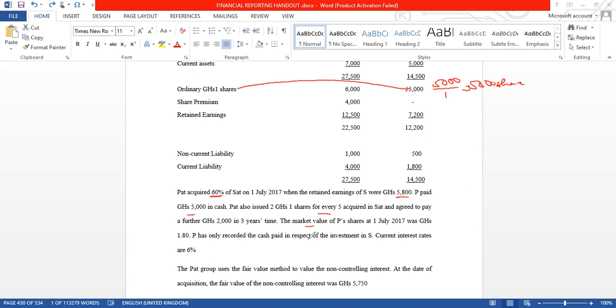And they said that for the purpose of our PV, they gave us interest rate to be 6. And they said that P uses the fair value method. And anytime they use fair value method, rest assured they'll give you the fair value. And so at the date of acquisition, the fair value was what? 5,750. So that is what you have.